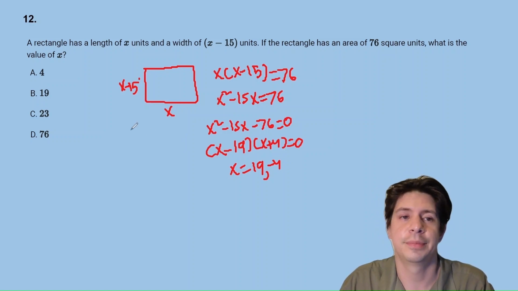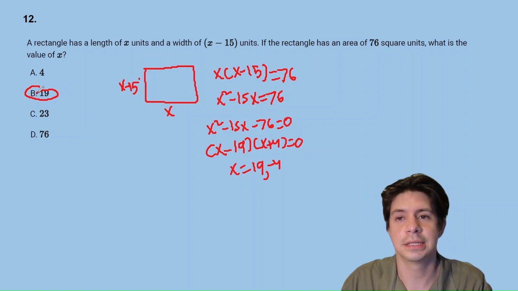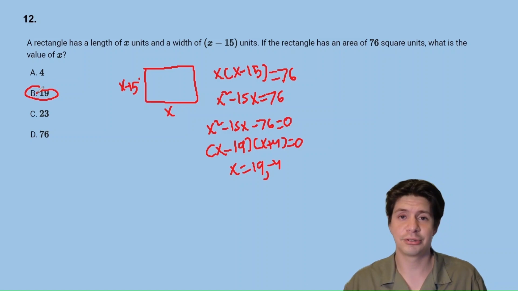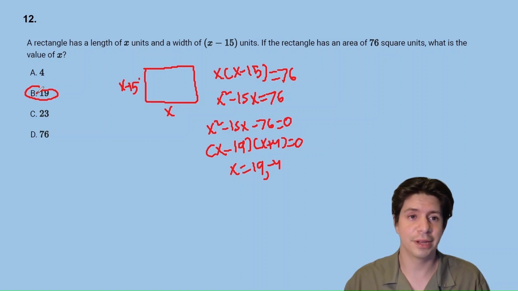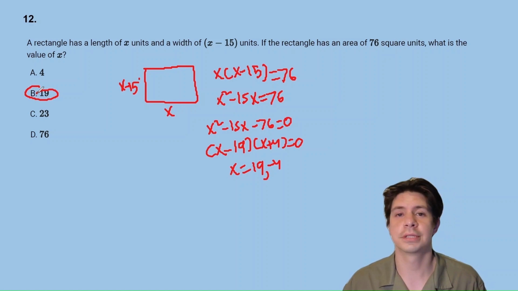Negative 4 cannot be possible, right? Because dimensions that we work with are positive. So x is 19, and that is all it's asking for, right? Nice and clean. It could have been tricky, could have asked for the width, and that would have been a, but it didn't. It was nice and clean. Okay, so that is our answer for this one.